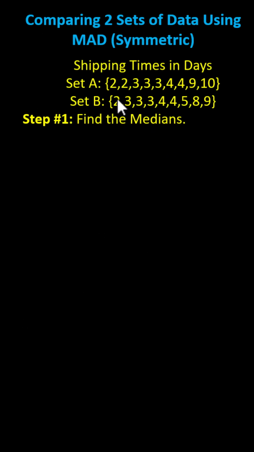Here we have two sets of data that involve shipping times in days. Notice the data sets are skewed to the right because of the larger values in the data set. Step 1, we find the medians, which is the value in the middle when the data values are ordered from least to greatest, which they are. Notice the median for set A is 3, the median for set B is 4.